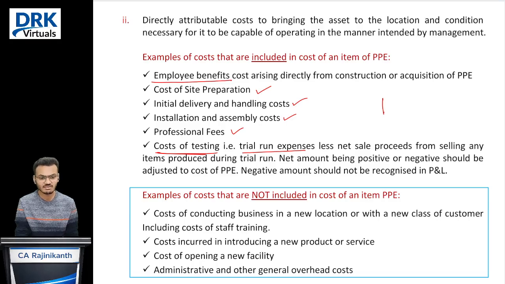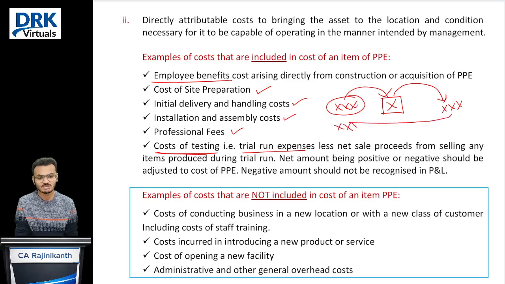Let's assume we have acquired this machine. Now we are testing this. In order to test this, we have given some inputs to this machine by way of raw material, let's assume. So whatever the cost we incurred to acquire this raw material, we can capitalize it. If we get any output from this machine, and if that output has a market, if we sell this output in the market, we can get some sale proceeds, correct? So this net cost can be eligible for capitalization.